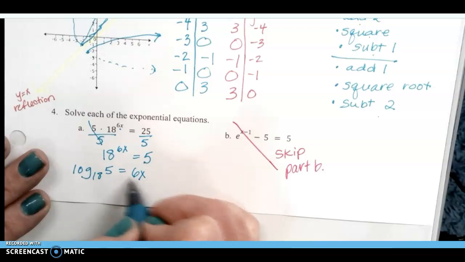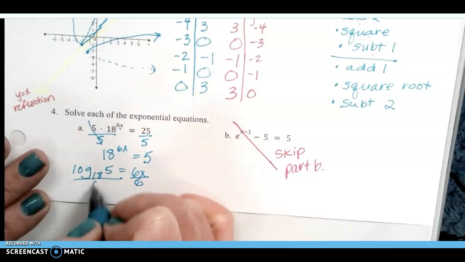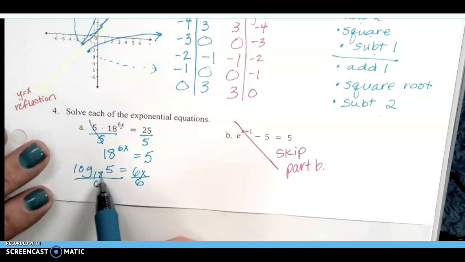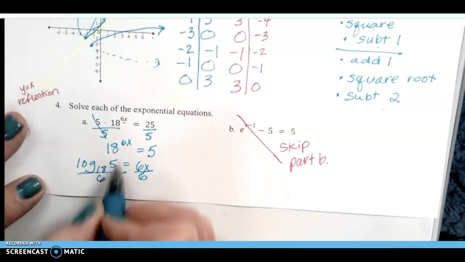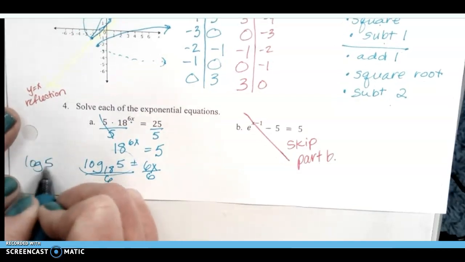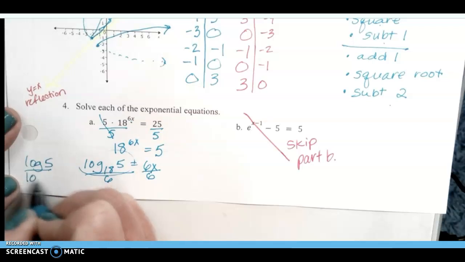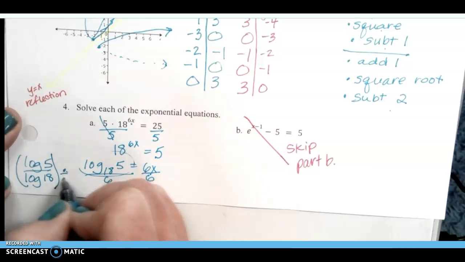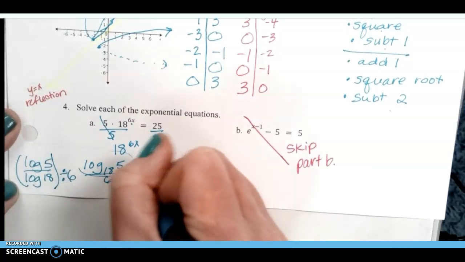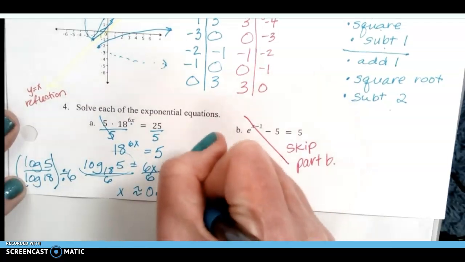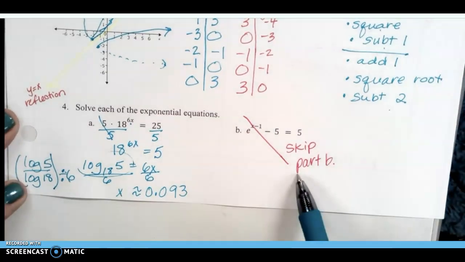I'm going to want the x by itself. It's being multiplied by 6, so I'm going to divide by 6. Then I'm going to take my calculator, type that in, log base 18 of 5. You would need to do the change of base. So you would go log of 5 divided by log of 18. Get that answer and then divide it by 6 with your calculator. And you should get something approximately close to 0.093. Part B, you're going to skip.